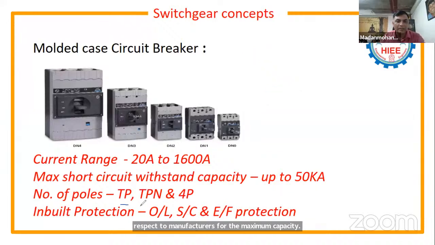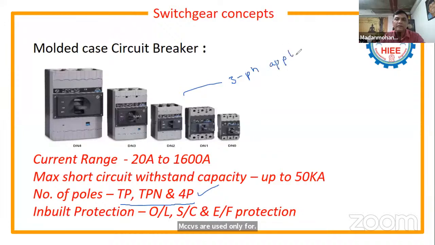The MCCBs are available in the form of TP, TPN, and 4-pole, guys. What does that mean? MCCBs are used only for three-phase applications, whereas MCBs can be used for single phase and three-phase.